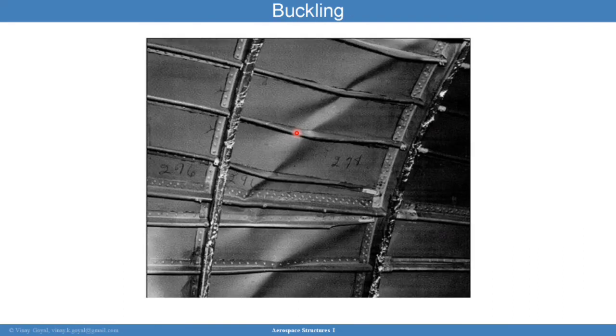Crippling and buckling is something you can protect against. If you do sufficient testing and sufficient analysis, you should be able to achieve a design that's fairly robust to the buckling failure mechanism.